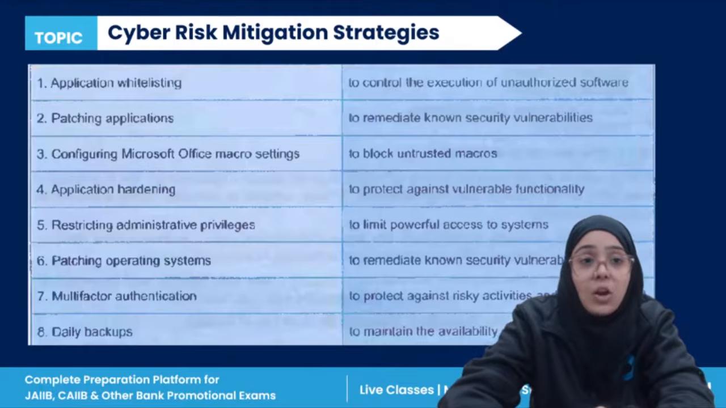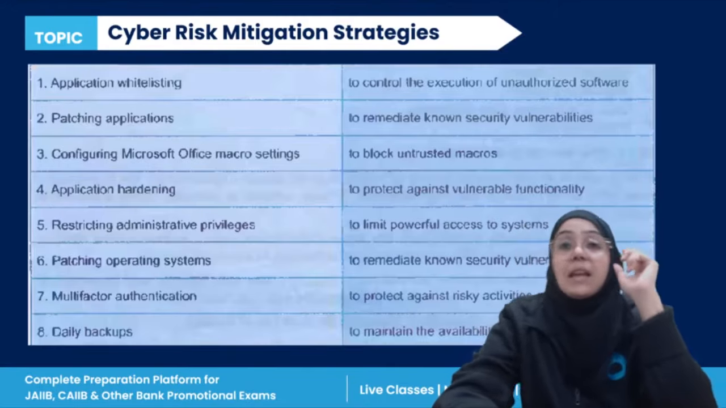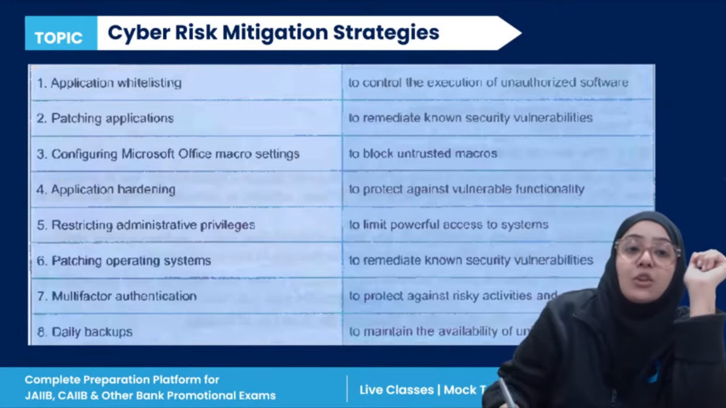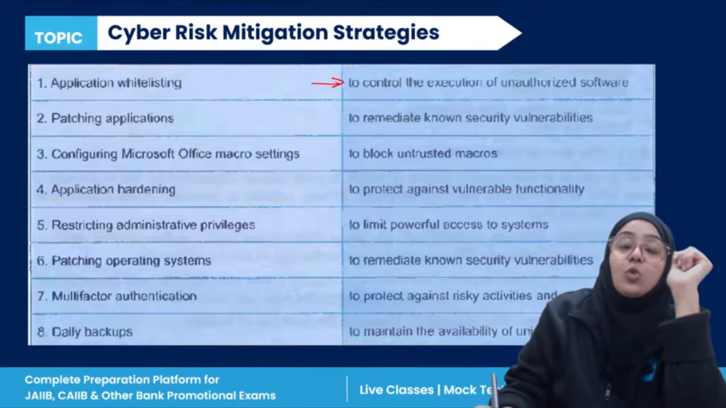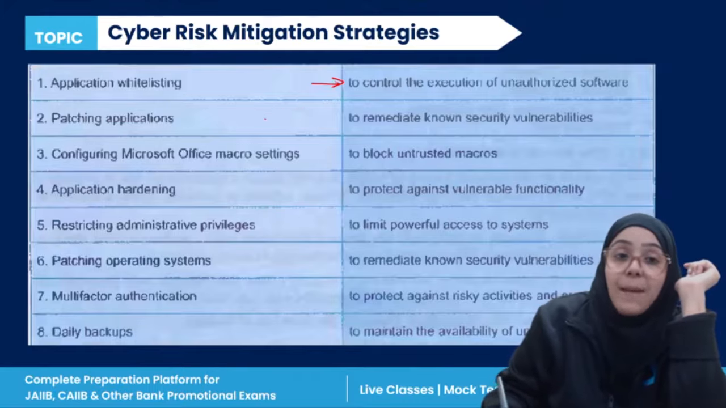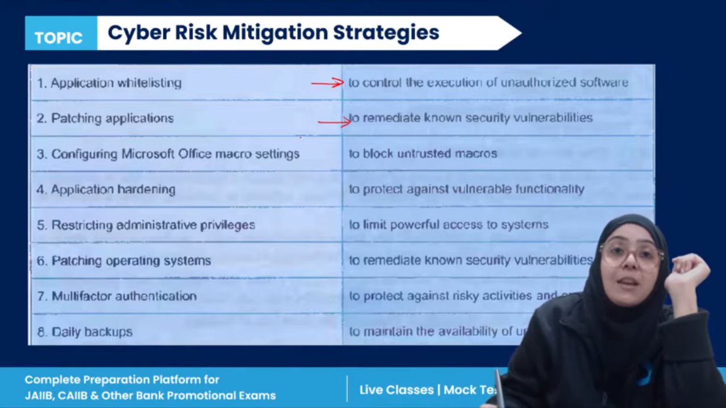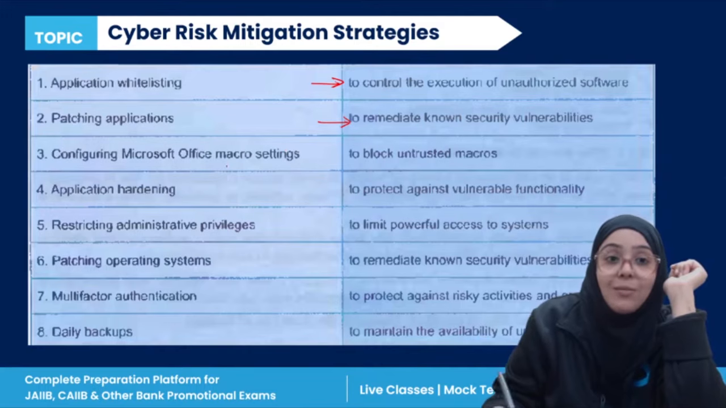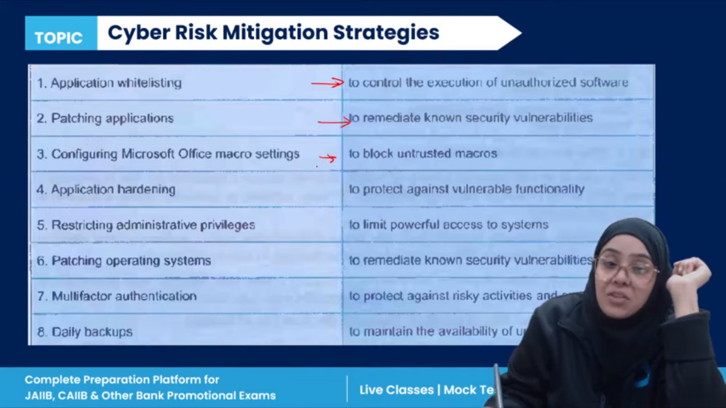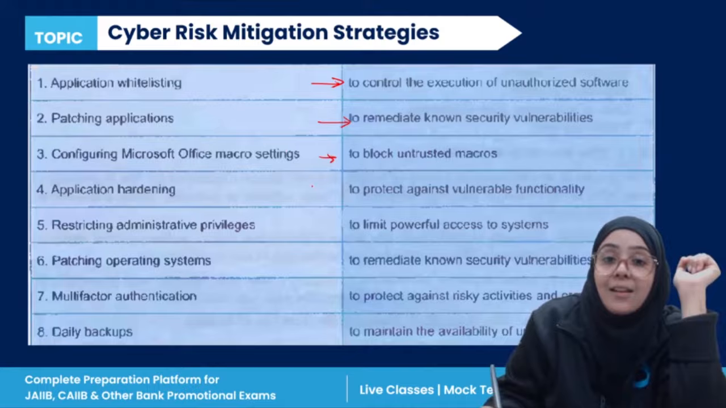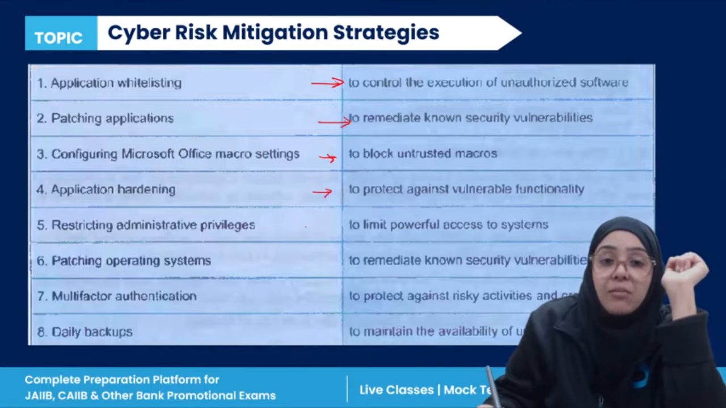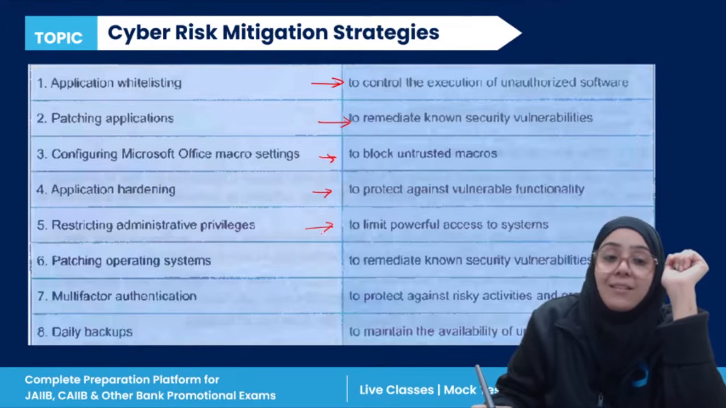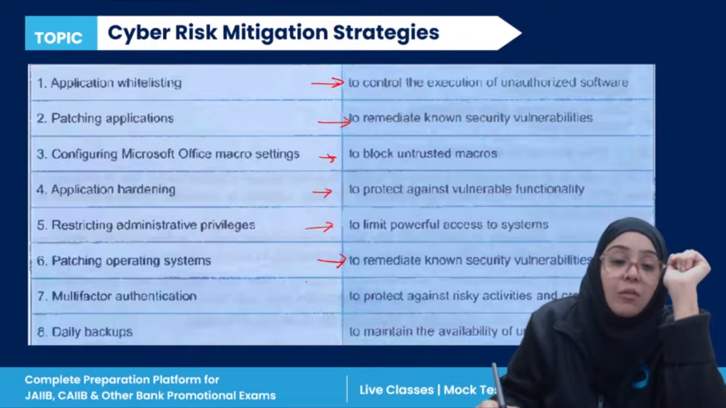Now, if we talk about cyber risk mitigation strategies, yes, there is application whitelisting, which is there to control the execution of unauthorized software. There is patching applications, which is to remedy security vulnerabilities. There is configuring Microsoft Office to block untrusted macros. Application hardening is to protect against vulnerable functionality. Restricting administrative privileges is to limit powerful access. Patching operating systems is to remediate known security vulnerabilities.